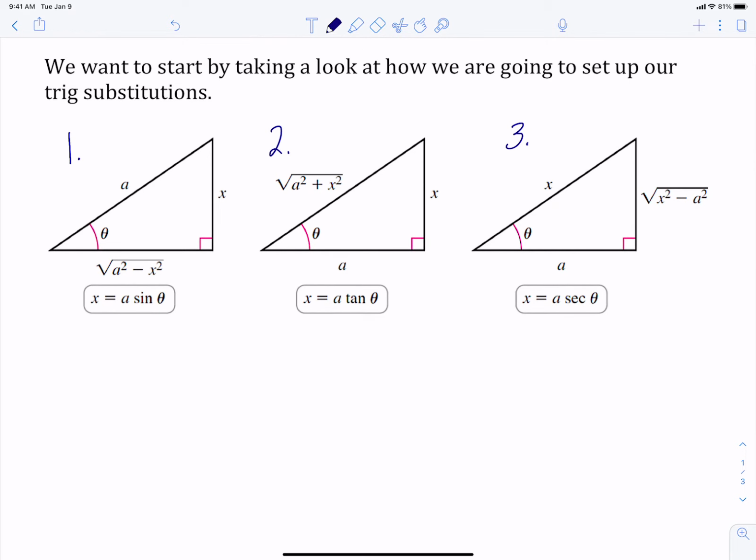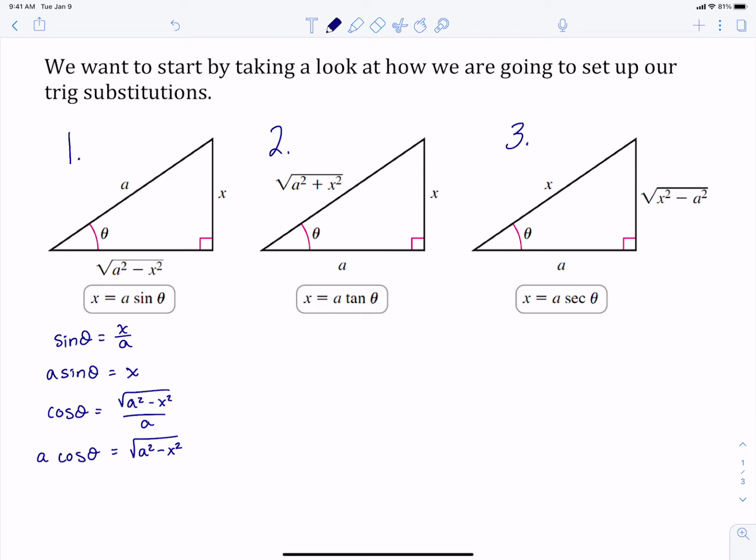In triangle number 1, this is what we used in the last example, where we get x equaling a times sine of theta. That just comes from our trig ratios: it's the opposite side over the hypotenuse, and then we multiply both sides by a, and we get x is equal to a times sine of theta. From this, using our trig identities, cosine of theta is equal to the square root of a squared minus x squared over a, or we might use that as a times cosine of theta is equal to the square root of a squared minus x squared.